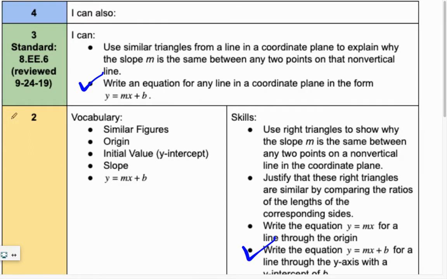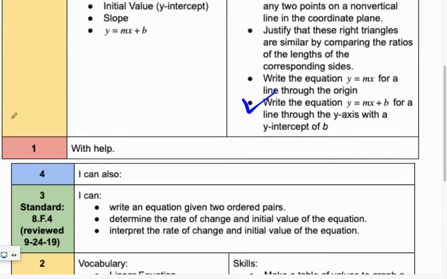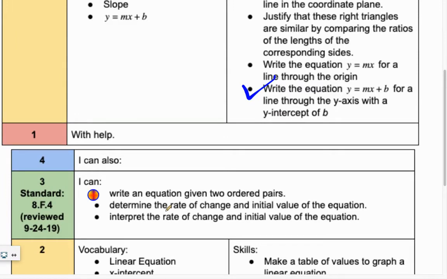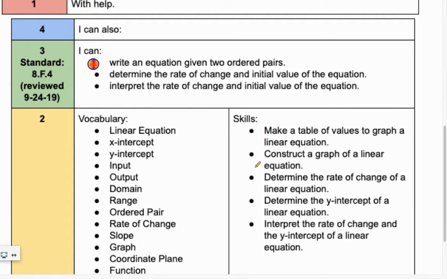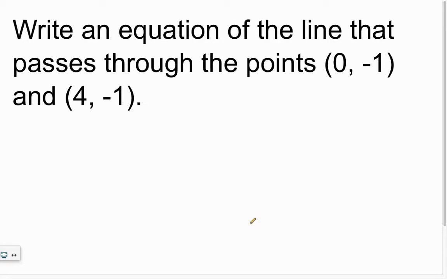Or down here, write an equation of y equals mx plus b for a line through the y-axis, the y-intercept of b, and then as you scroll on down, here it is again. I'm writing an equation given 2 ordered pairs. So it says you can make a table, but we are just working on graphing them, and we're finding that rate of change and y-intercept as well. Again, it says to write an equation. This time there's no graph. We just have 2 points. That's perfectly fine. Anytime you see this, write an equation.